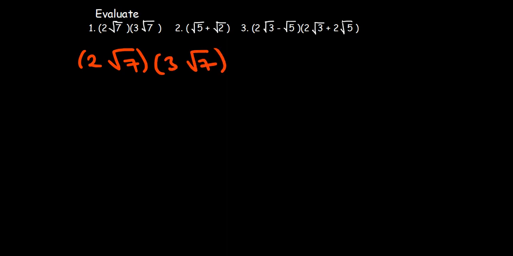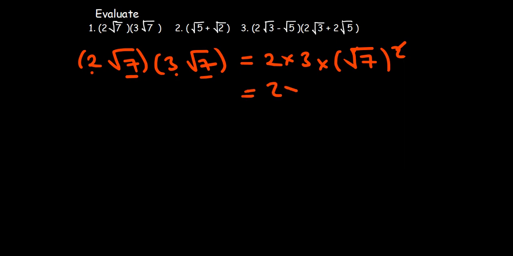In this one, since they have the same root, we can multiply the 2 and the 3. So we have 2 by 3. Then we have root of 7 multiplying by the root of 7, so that is the same as saying root of 7 squared, and here we know that the square goes with the root. And then you have 2 by 3 by 7, and this gives you 42. So that is your answer there.